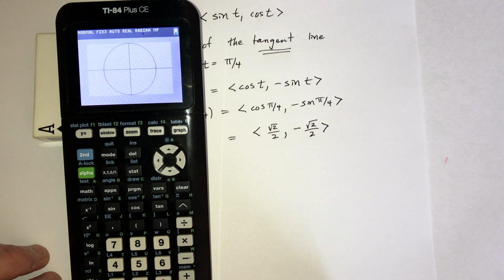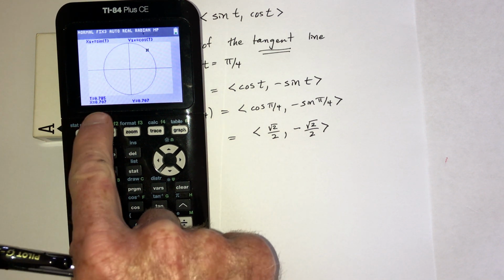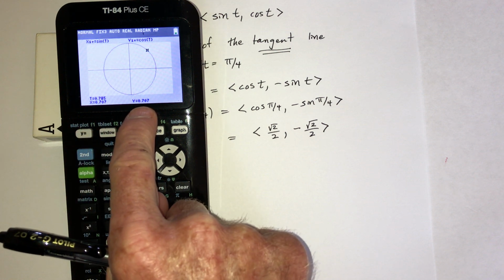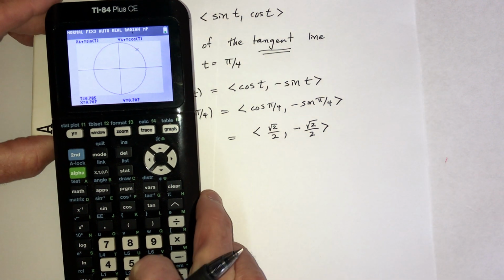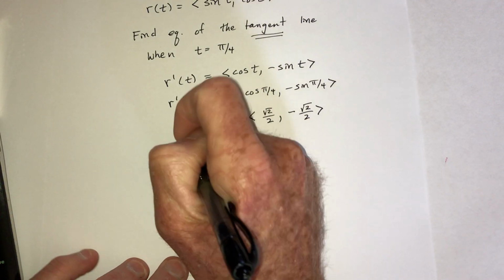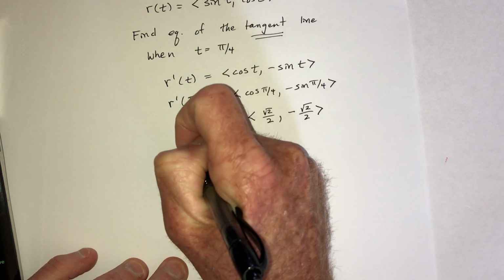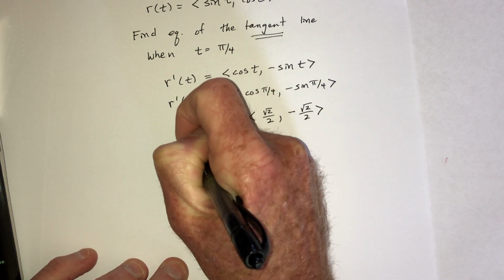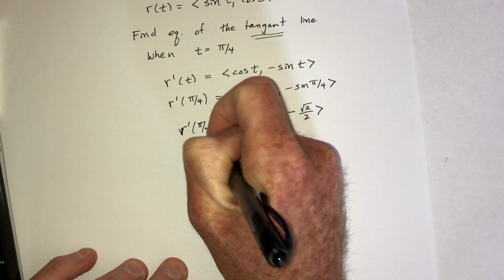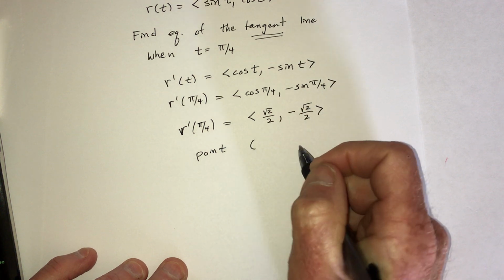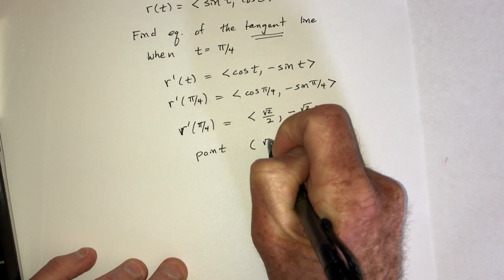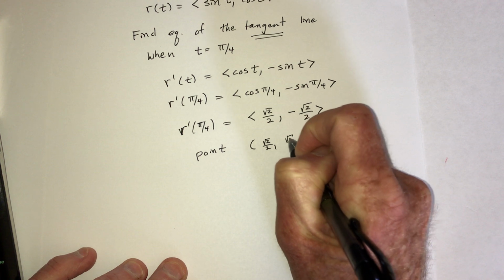Now let's go back to the graph. So here's the graph, and if you put trace and pi over 4, then we would have the x and the y coordinates, which happens to be pretty much the same numbers. So this is the derivative. That was going to be a sloppy R, sorry. The derivative. And then the point, that was 0.707, so that's square root of 2 over 2, and positive square root of 2 over 2.